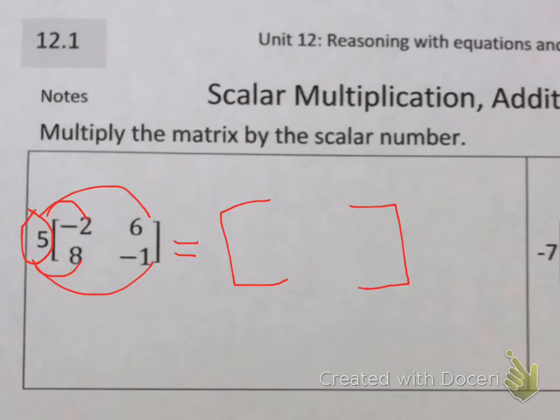So 5 times negative 2 is negative 10. 5 times 6 is 30. 5 times 8 is 40. And 5 times negative 1 is negative 5. So again, really all we did was distribute that 5 through the entire matrix.